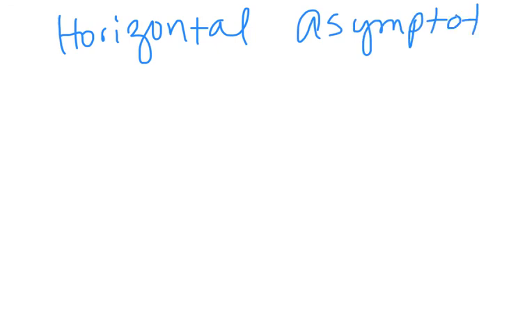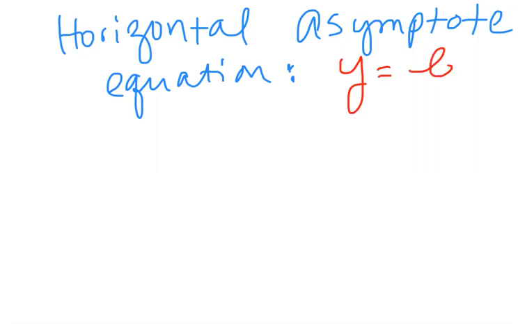What is a horizontal asymptote? Just like a vertical asymptote, this is a line the function approaches but will never get to. Now, the horizontal asymptote is an equation. It has to be in the form of y equals some value because it's a horizontal line. When they ask for the horizontal asymptote, if you don't type it in as an equation, guys, the computer will mark it wrong.